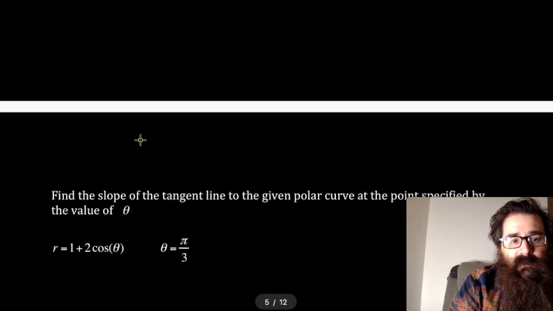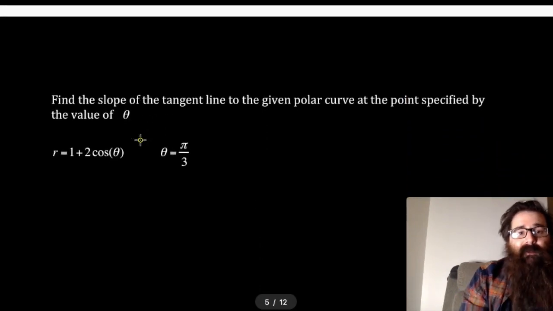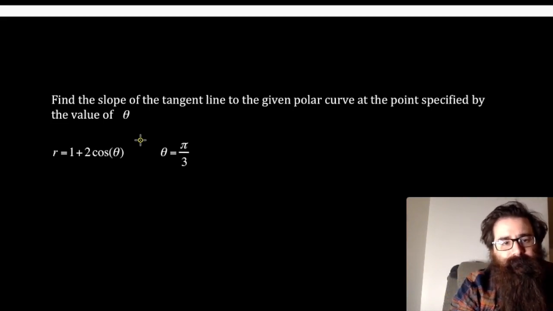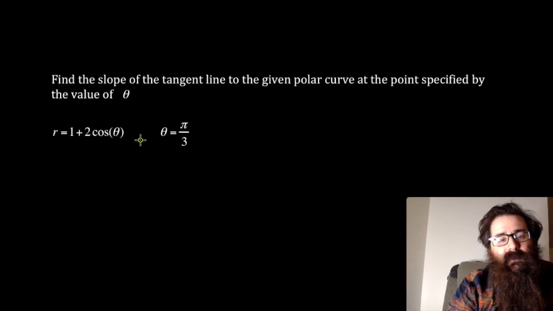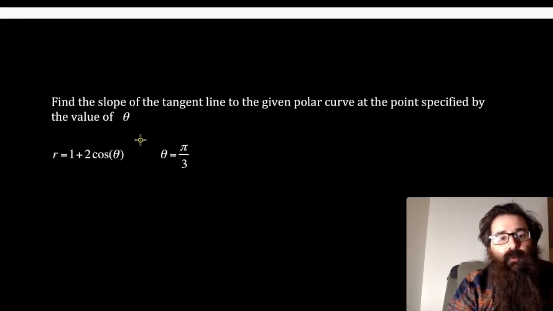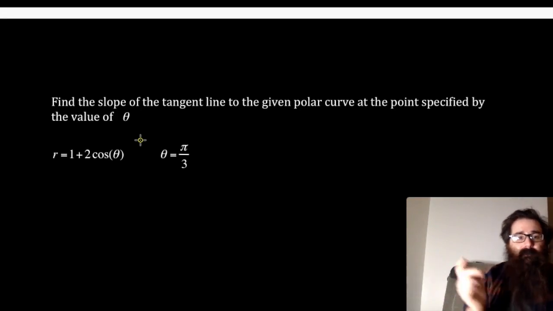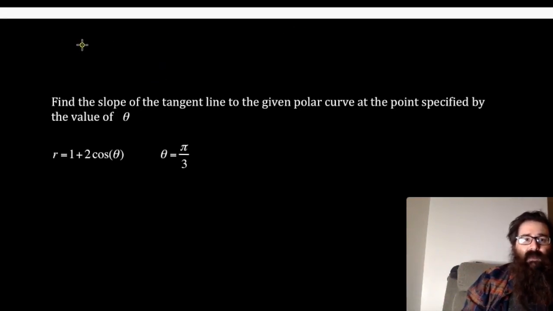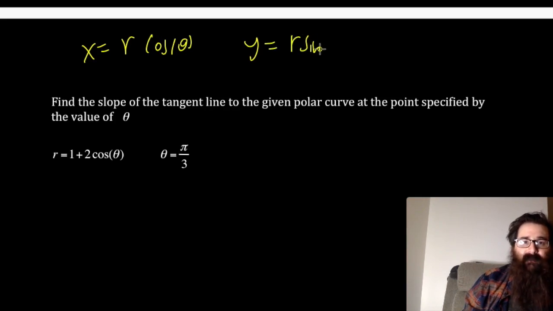Let's talk a bit about differentiation. Here I want to find the slope of the tangent line to the given polar curve at the point specified by the value for theta. We're given r is 1 plus 2 cosine theta, and theta is pi over 3, which we just got done talking about. If I want to differentiate when working with a polar description, it's a bit different. But I can use what we talked about earlier in parametric equations to help out. So we have x is equal to r times cosine theta, and y is equal to r times sine theta.